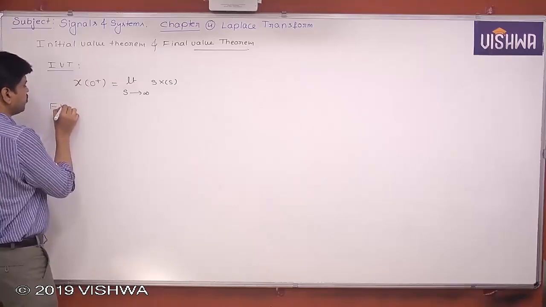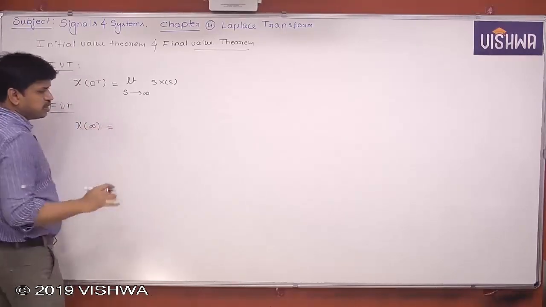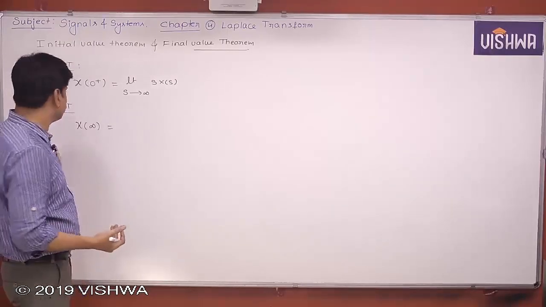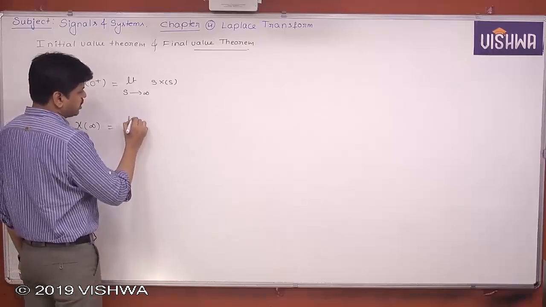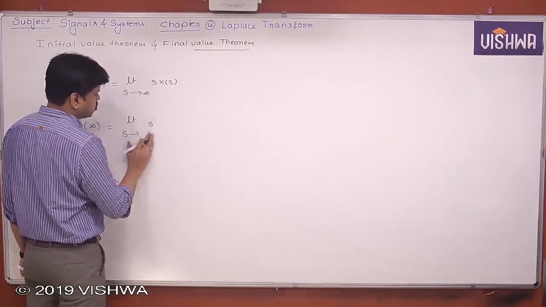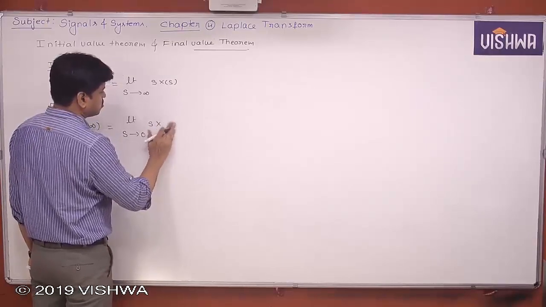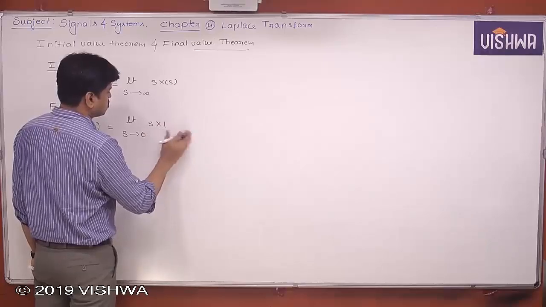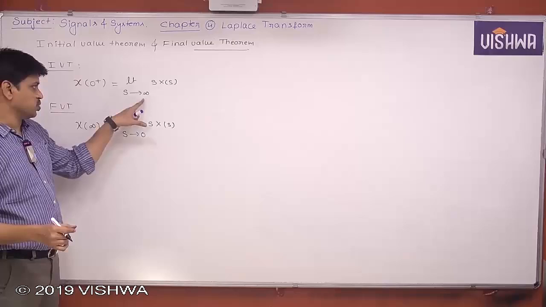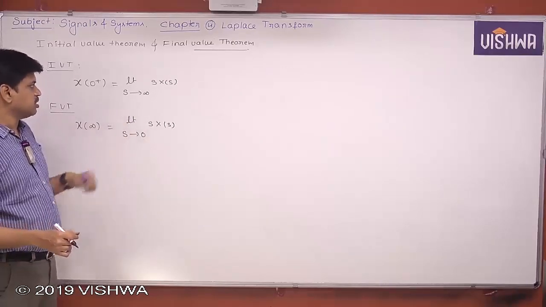Next, what is the final value theorem? That is x of infinity. When x of t is known, if you place t equal to infinity, that is nothing but the final value. In the final value theorem, it says limit s tends to 0, not infinity, s x of s. So to know the value at 0, we place s tends to infinity. To know the value at infinity, we take s tends to 0. So these are the formulas.